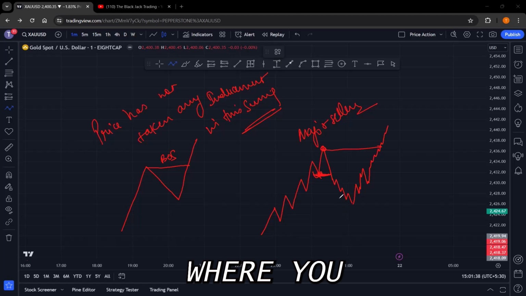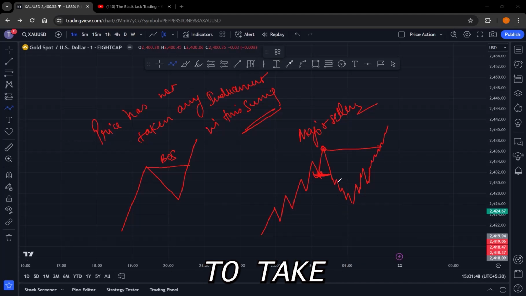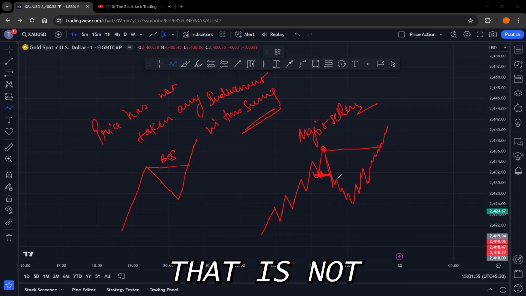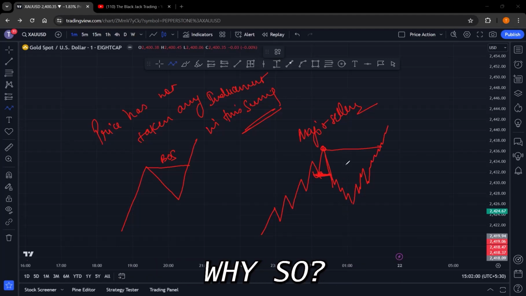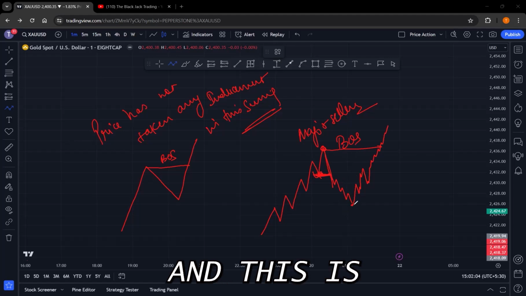And that's where you actually get confused about the direction, and are not able to decide whether to buy or sell, because according to you the market has created a lower low and it should go downside, but that is not the real case. Why? Because the price is actually giving a breakout structure over here, and this is your real trap in the market.